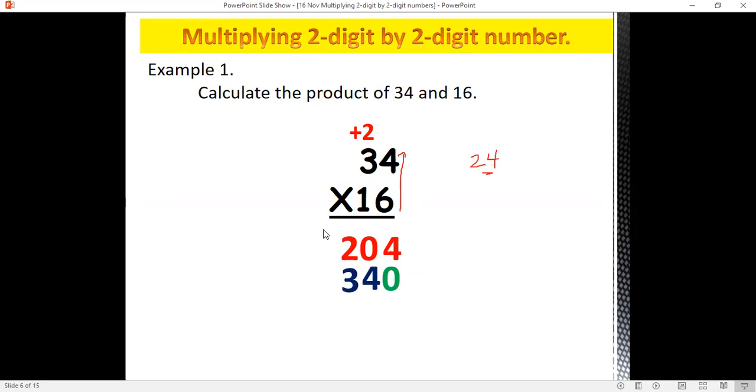So then the last thing we are going to do is add the product of 34 times 6 and 34 times 10. So 4 plus 0 is 4, then 0 plus 4 is 4, 2 plus 3 is 5. So the answer is 544.